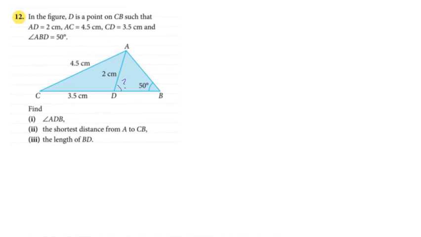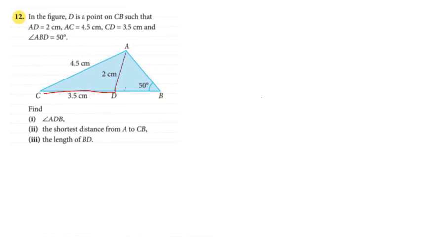We see that you can't possibly use this triangle ADB because there are a lot of unknowns. We're only given 50 degrees and the opposite side is 2 cm. And the rest of the information is not given. So we can't use ADB. However, we can use the triangle that is beside it, which is your triangle ADC.